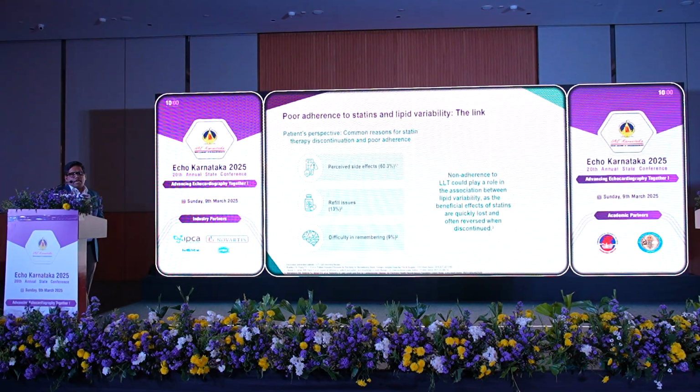So, poor adherence to statins and lipid variability. The main reason for poor adherence is perceived side effects. Patients feel that muscular side effects and renal dysfunction are mainly due to statins. Also, there is a perception that Alzheimer's risk will increase in elderly patients who are on high dose statins, so they tend not to take statins as prescribed. Patient cost is also one of the issues. Refill issues are another, along with difficulty in remembering to take the daily medication.